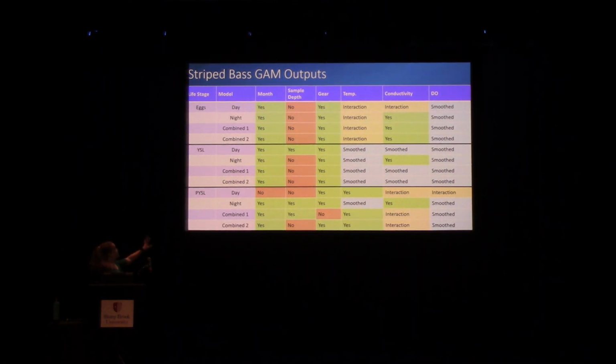So this is all of the models I ran for striped bass. And so what you can see is for yolk sac larvae and post-yolk sac larvae, depending on what data and what diel period that data came from, the inputs of the models are different. But interestingly, for striped bass eggs, what's significant in predicting the egg abundance is pretty much the same, with the exception of conductivity for daytime data.